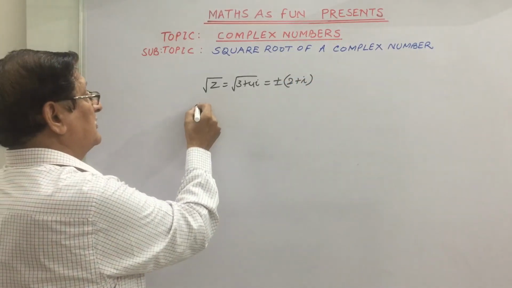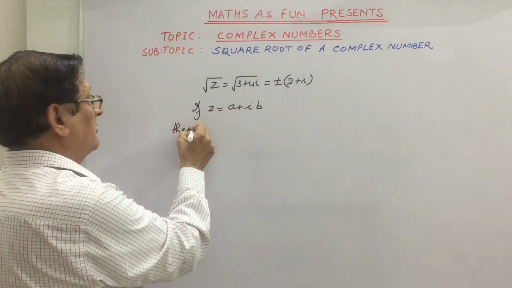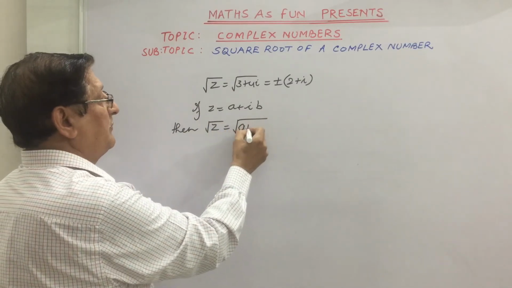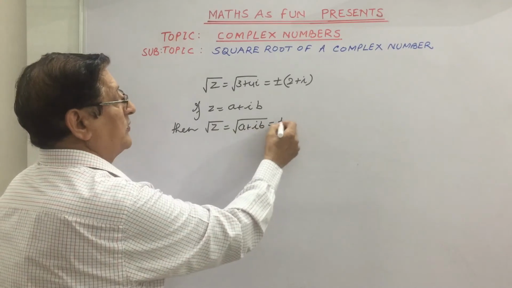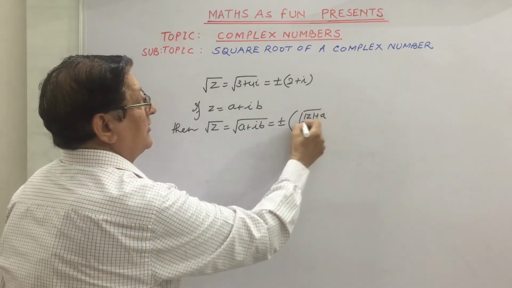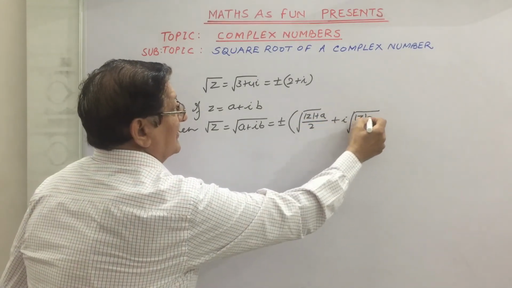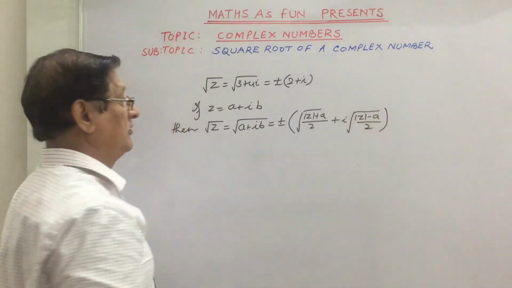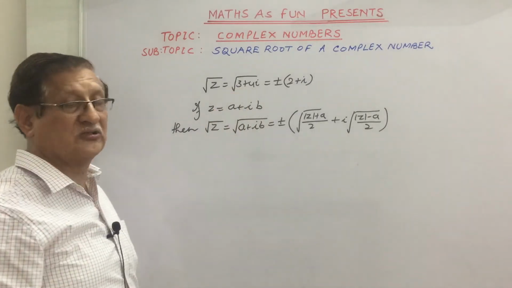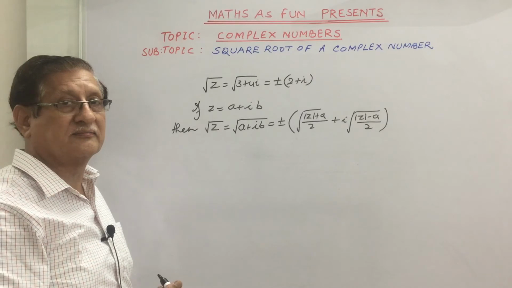And we also learnt that if z is equal to a plus iota b, then root of z is equal to root of a plus iota b, that is plus minus root of (modulus z plus a) upon 2 plus iota root of (modulus z minus a) upon 2. Let's see by using the formula whether we are getting the same answer or not. So we can use it as a formula and find the answer with shortcut.